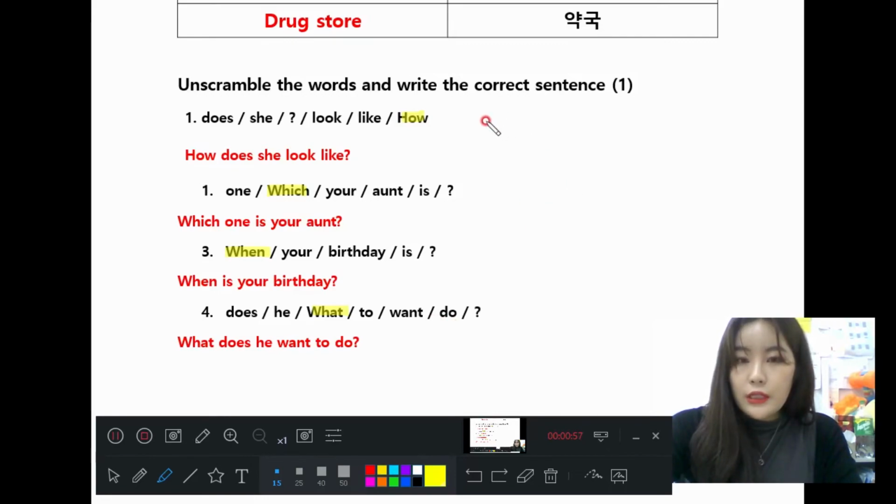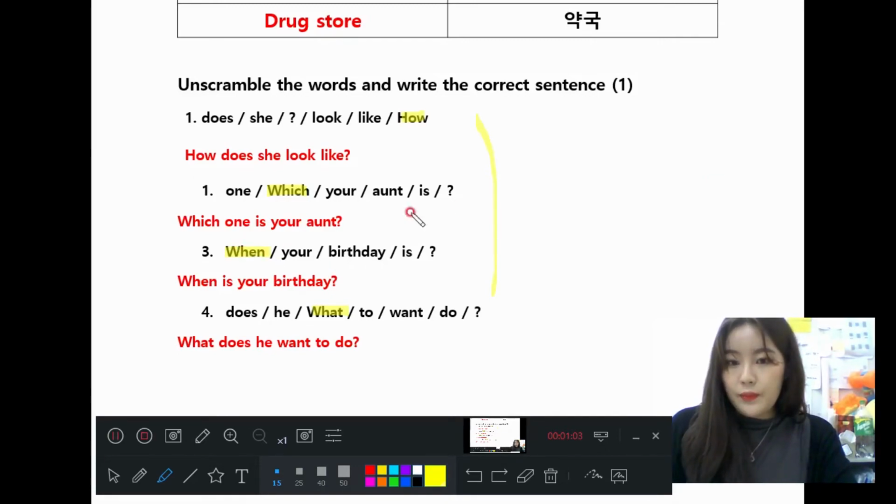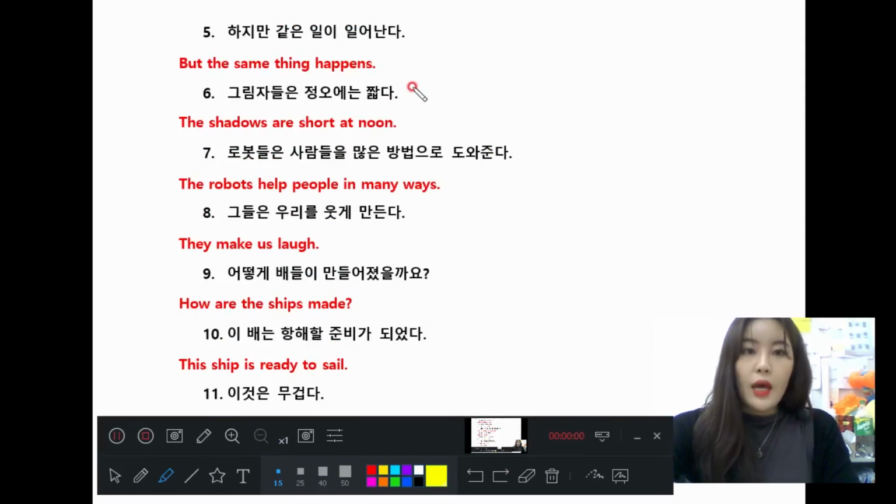As you see here, those how, which, when, what. There is the family name. And I named them WH questions, guys, right? Good. And next one, 하지만 comes first. So we're gonna put the but.